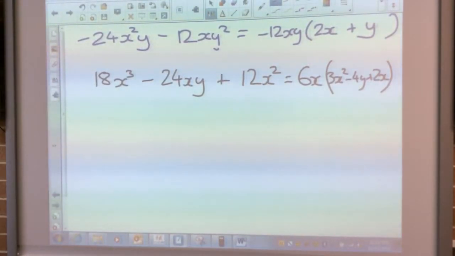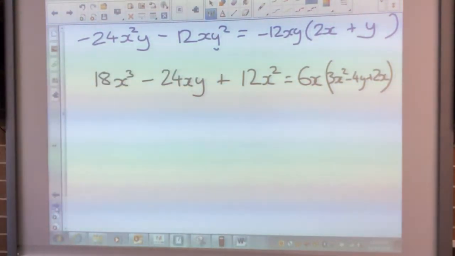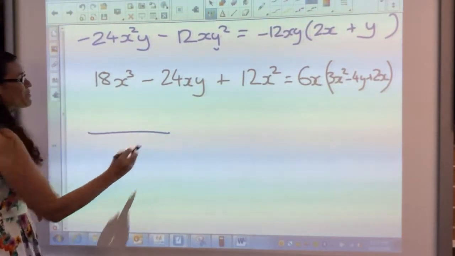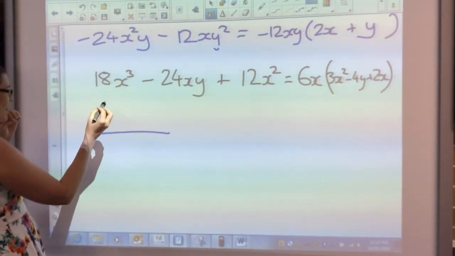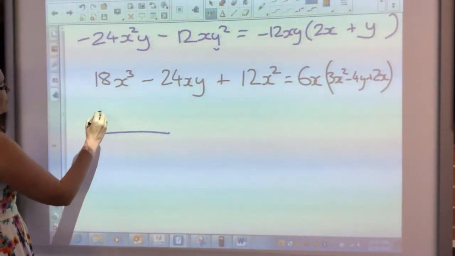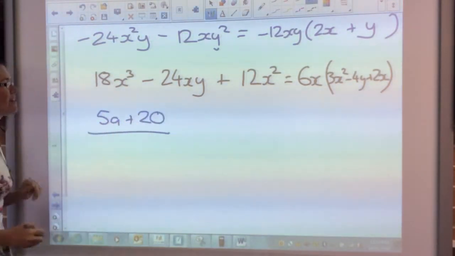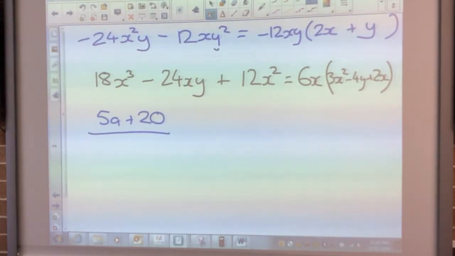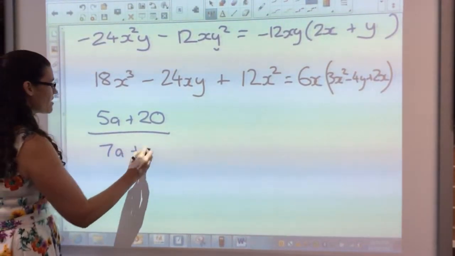Okay, let's make it trickier again then. Alright. It's not that much trickier, I promise. It just involves having a fraction. We all love fractions, don't we? So, we're going to simplify this fraction. So let's say we've got 5a plus 20 on the top. On the bottom, we're going to have 7a plus 28.